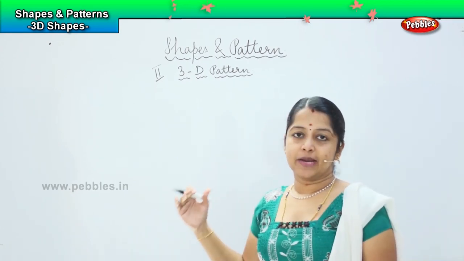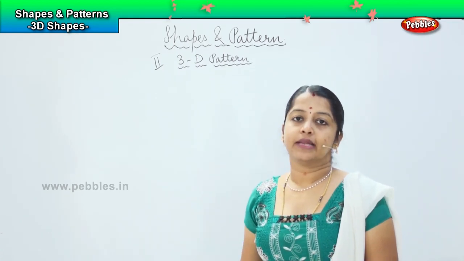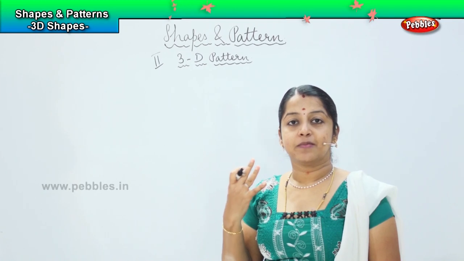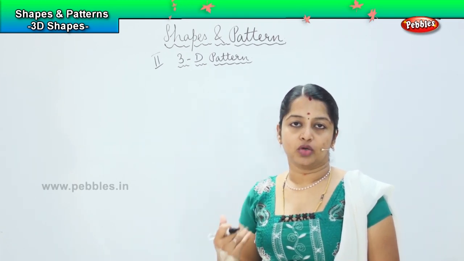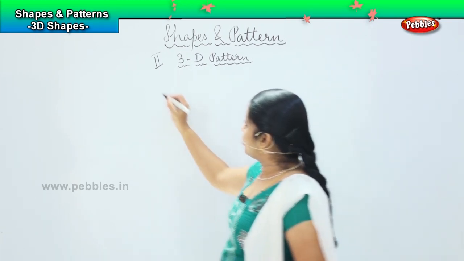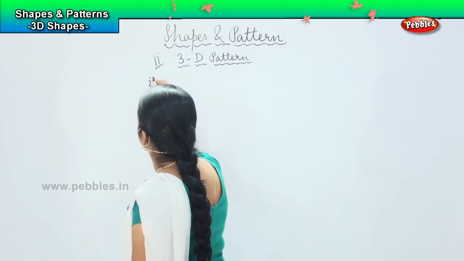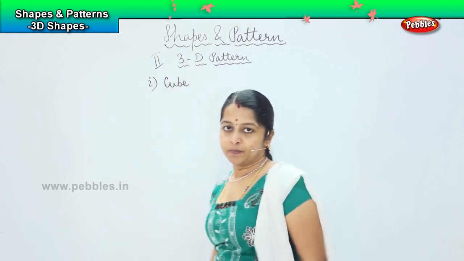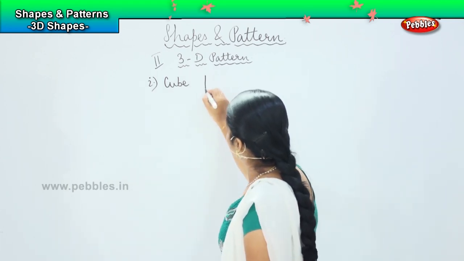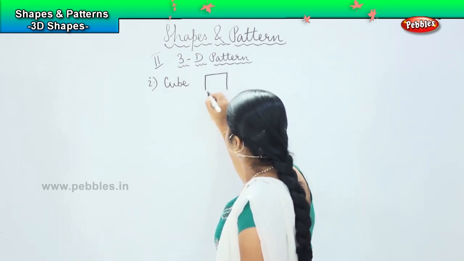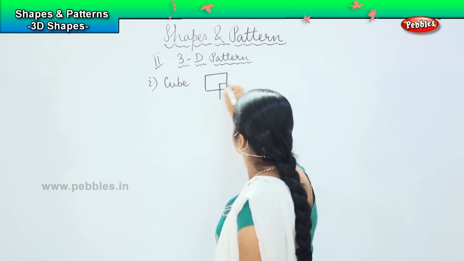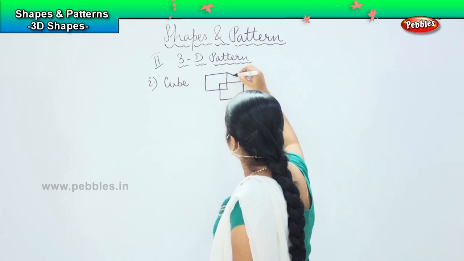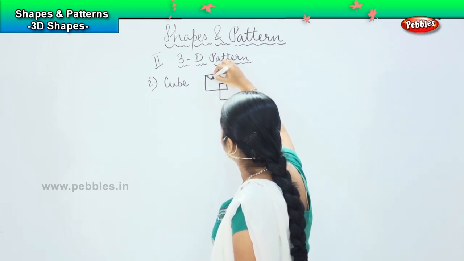So, in a flat shape, it is only drawn by a mere line. Whereas, in a 3D shape, the particular object is being projected like it is very near to us, okay? So, in 3D, the very first thing that you are going to learn is a cube. So, what is a cube? So, I am going to draw the figure of a cube, okay?